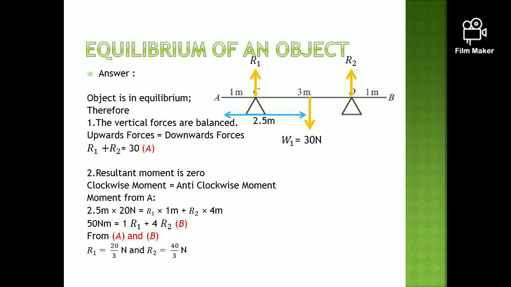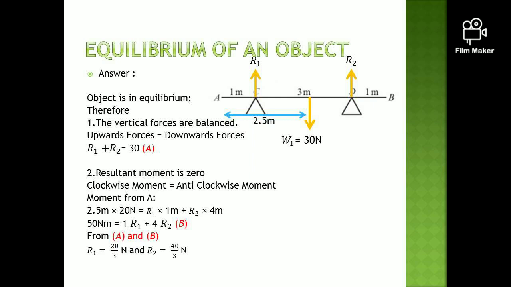Then I'll consider the moments around A. If I consider the moments around A, I can say clockwise moments equal to anti-clockwise moments. What are the clockwise moments? 2.5 meters into 30 newtons is the clockwise moment. That is equal to the anti-clockwise moment. The anti-clockwise moment is 1 into R1 plus 4 into R2. Where do you get 4 from? From A to D would be 1 meter plus 3 meters, that is 4 meters. With that you get the second equation as R1 plus 4R2 equals 50. These are equation A and equation B.